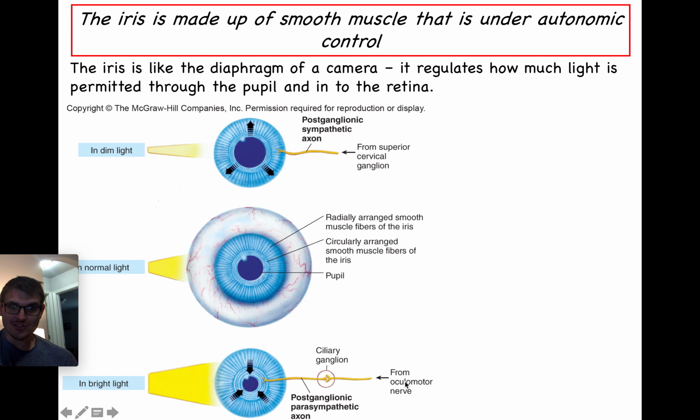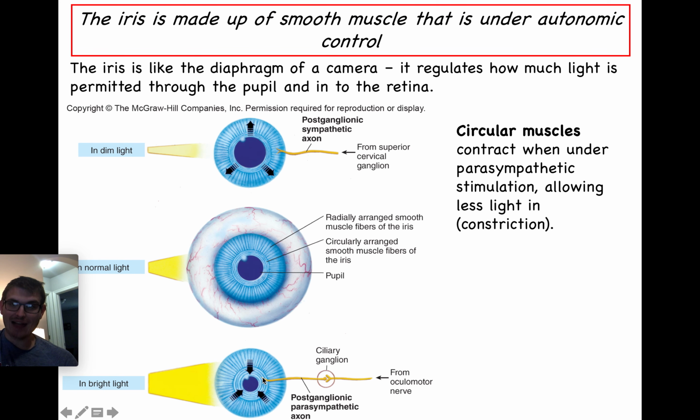So in this case, we have a parasympathetic response coming from the oculomotor nerve. That information comes through here. We release acetylcholine onto those muscles, that smooth muscle in the iris right there, called circular muscles. Those circular muscles receive acetylcholine coming from that postganglionic neuron, and they respond by constricting and reducing the diameter of the iris and letting less light in.